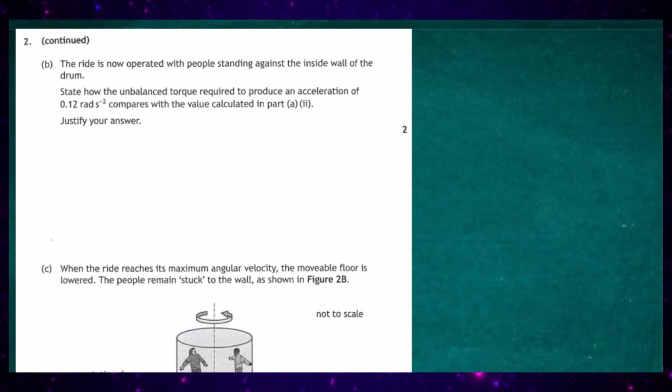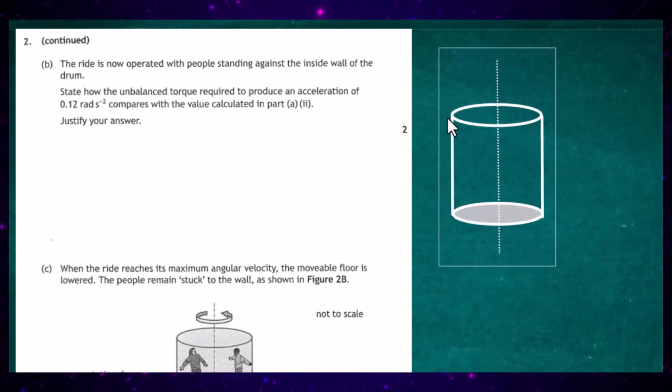Question 2 continued, Part B. The ride is now operated with people standing against the inside wall of the drum. State how the unbalanced torque required to produce an acceleration of 0.12 radians per second every second compares with the value calculated in Part A2. And we have to justify our answer.